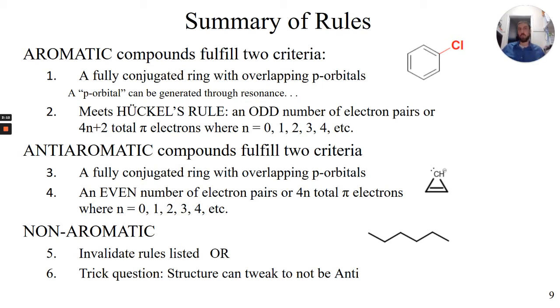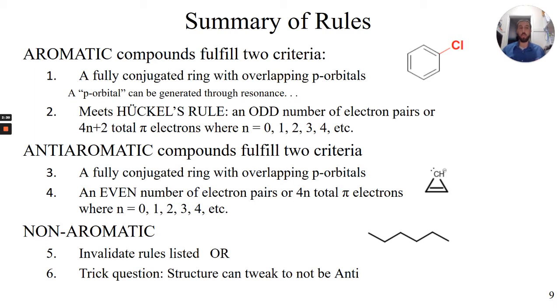And I get people say, well, what is n? N is a number, 0, 1, 2, 3, 4. Right? It doesn't mean anything. It's not the number of electrons. 4n plus 2 is the number of electrons. N is not the number of pairs. N is just a whole number integer.